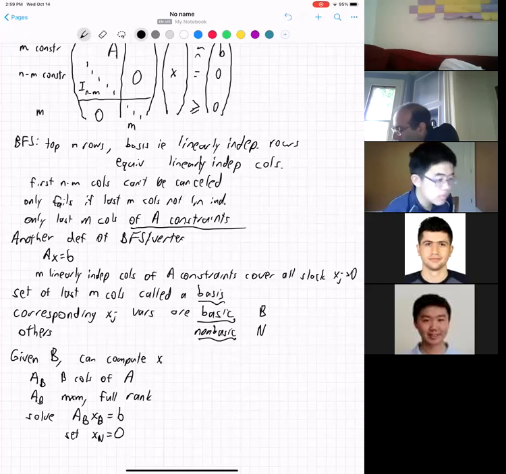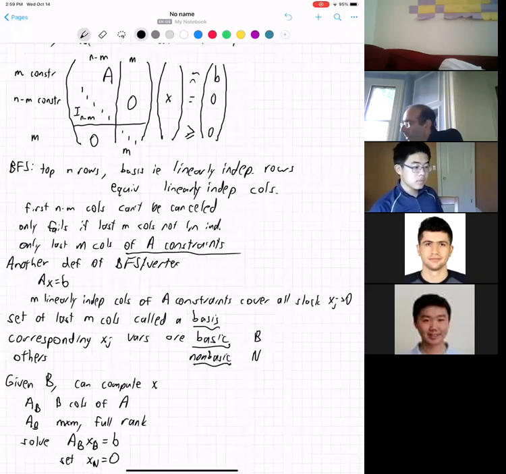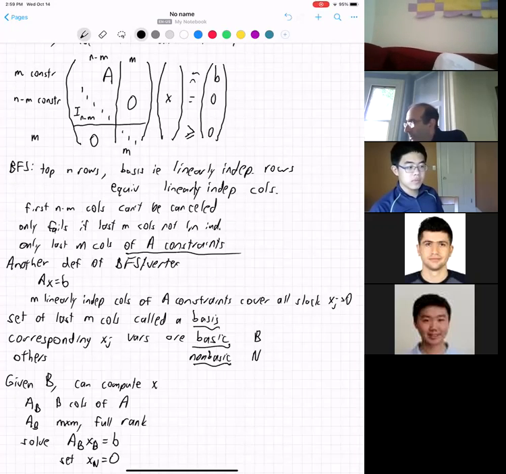And so that gives me the value of all of the x coordinates, right? So again, looking at the picture, I know that the upper non-basic variables are all 0 at this basic feasible solution. And so I can set those to 0.